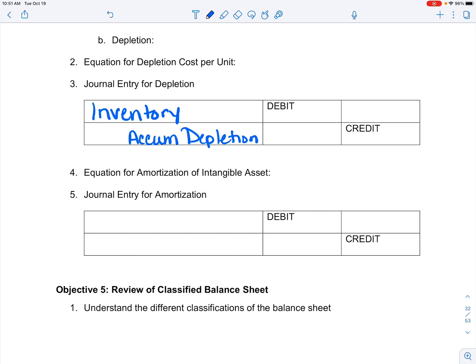And amortization of an intangible asset. Remember, intangible assets are like patents or copyrights. Those typically only last for a certain period of time. Therefore, we want to show that part of that time has been used, and therefore we're going to debit our amortization expense, and we'll just credit that asset, which is whatever patent or intangible asset we're talking about.